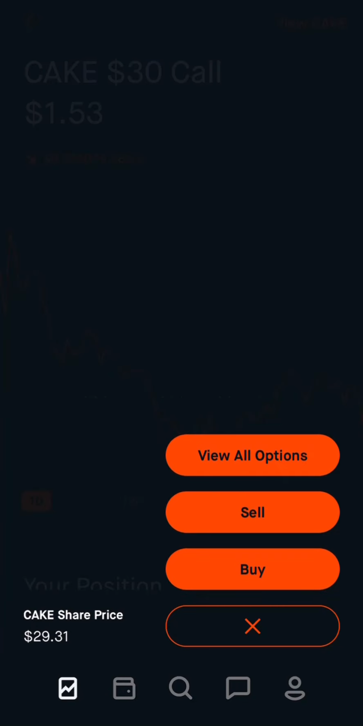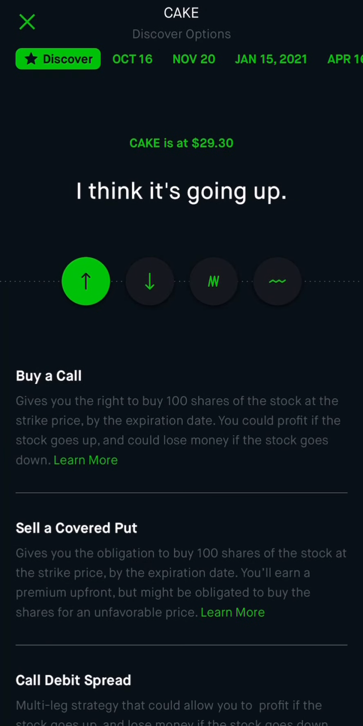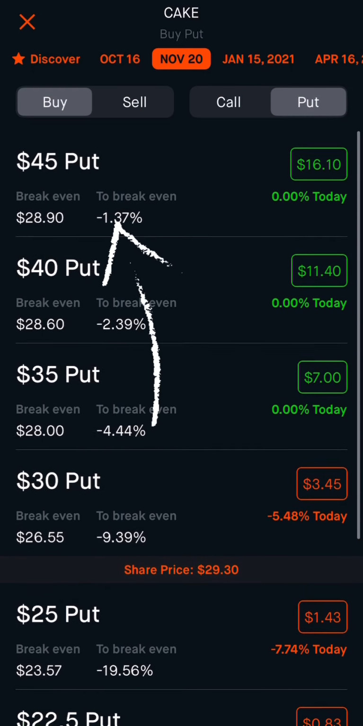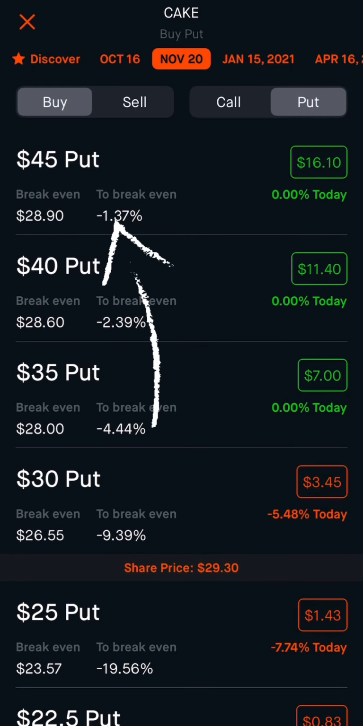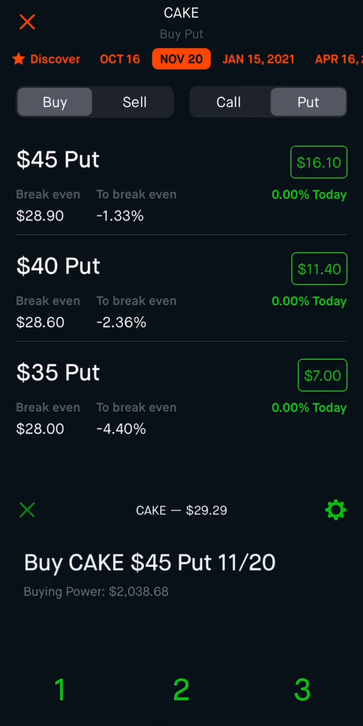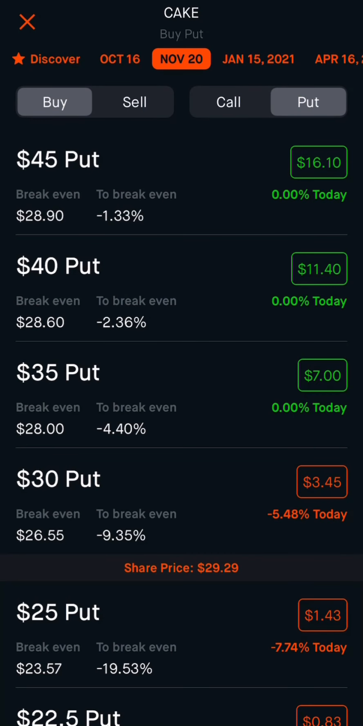So again, trade, view all options, click your date, and then you look at your break even, and you can see what percent it is. I think it's going to go down 1.37% by November 20th. So you would click it, you would buy one, and then you would hold it. That's the whole thing to options. You're basically predicting the market. You're guessing it's going to go down 1.3% by a certain date, by October 16th, by November 20th.